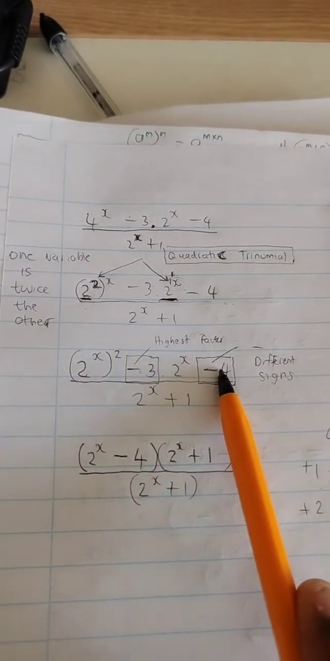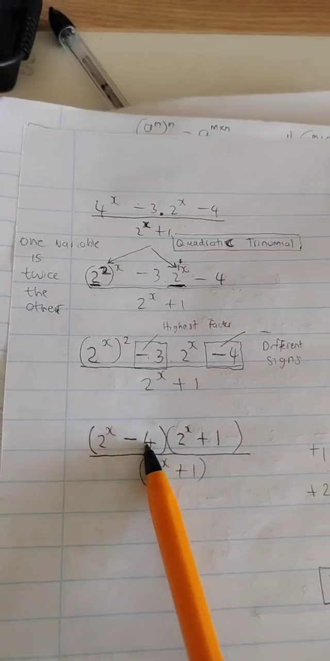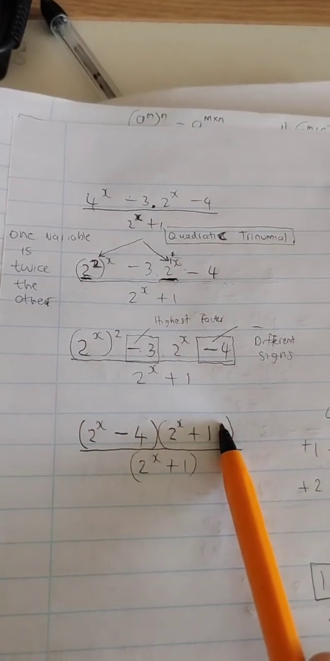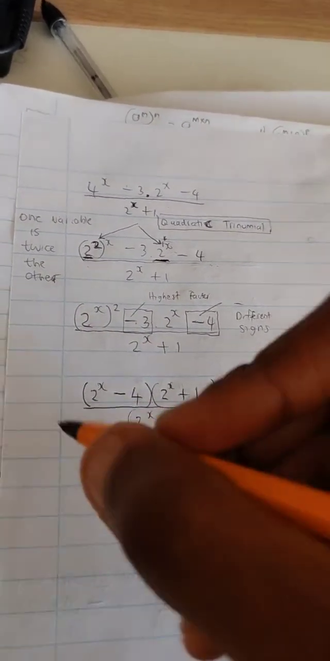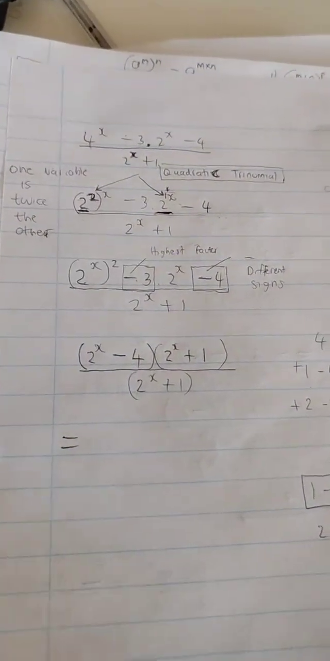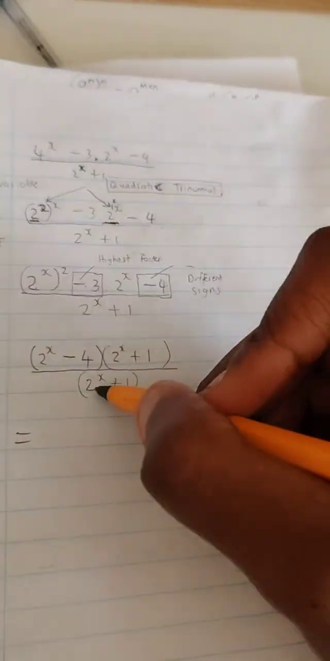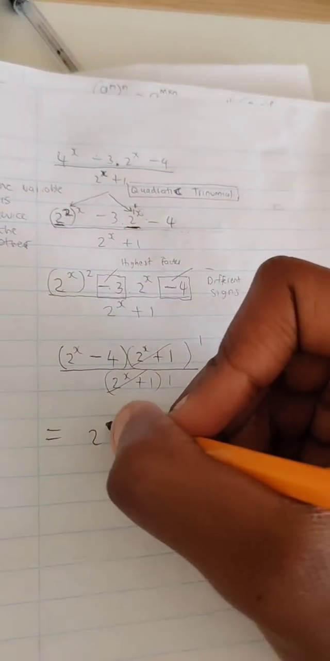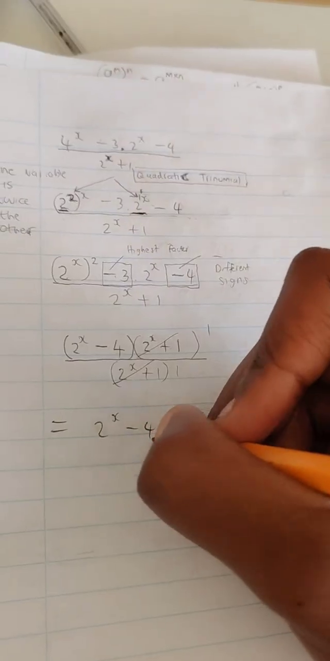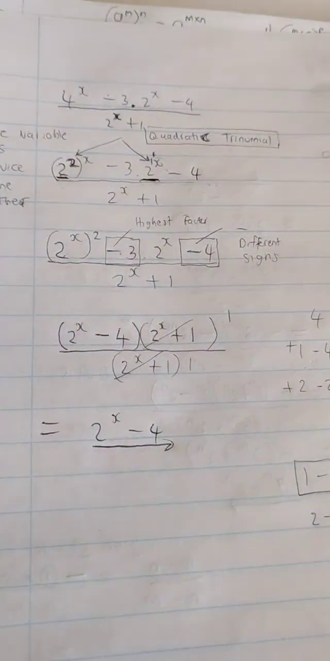So the factorization of this trinomial is 2 to the power x minus 4 into 2 to the power x plus 1. This is all over 2 to the power x plus 1. Now you can simplify and cancel, leaving you with 1 and 1. So your final answer is 2 to the power x minus 4.